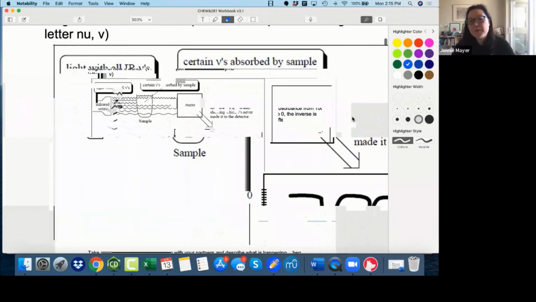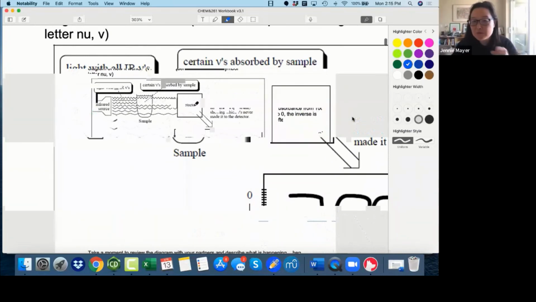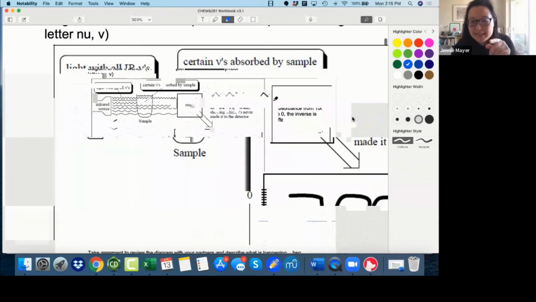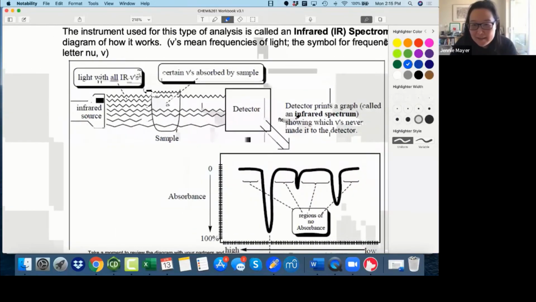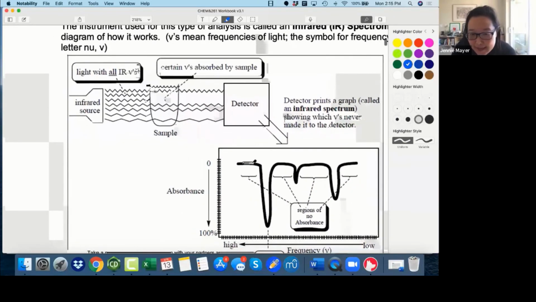They go through the sample. Some of them go through the sample and some of them get absorbed and do not go through, okay? Because they're absorbed and used by the molecule to stretch and do all those things I was showing you. All right, the frequencies that make it to the detector basically give you this line right here. So this line is for all the frequencies that are detected, and then as there are frequencies missing from the detector, you start getting these peaks.